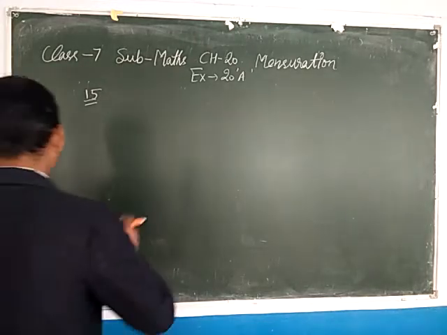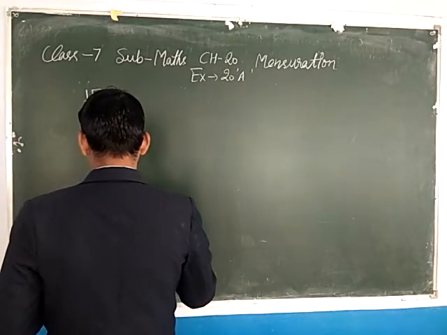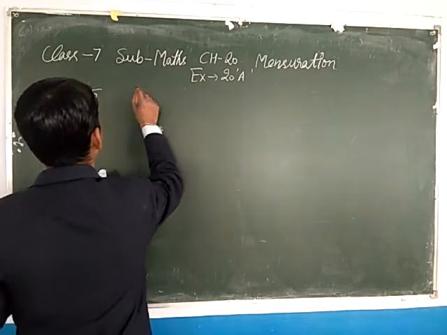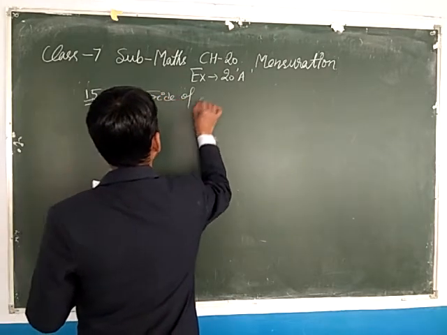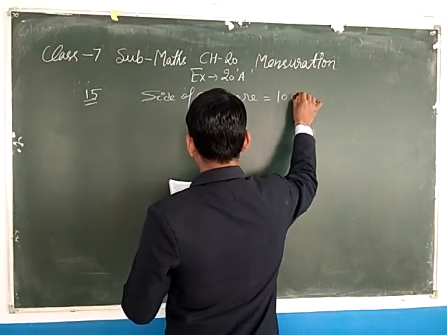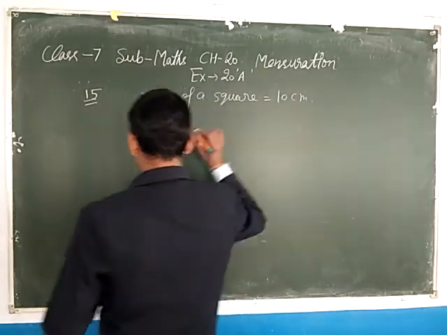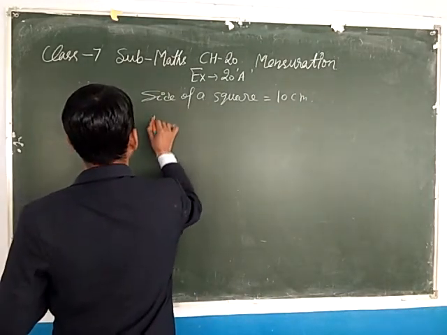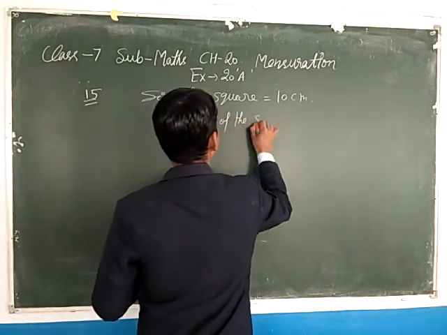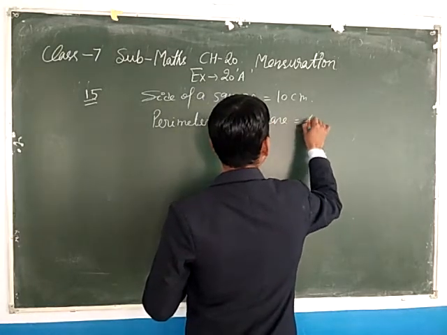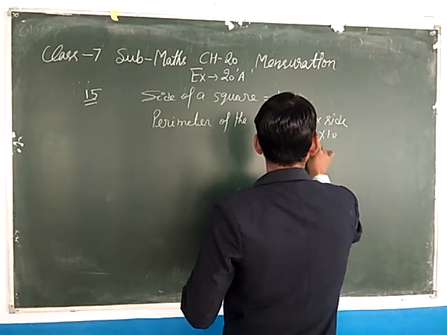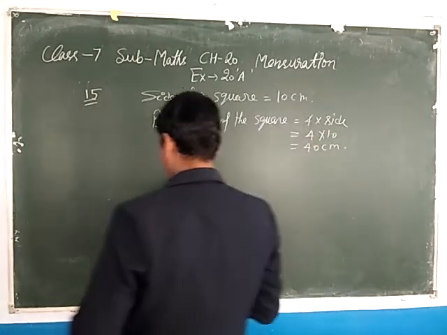Firstly, the side of a square is how much? 10 centimeter. Okay. So the perimeter of the square equals 4 multiply side. So 4 multiply 10, 4 tens are 40 centimeter. Clear beta?